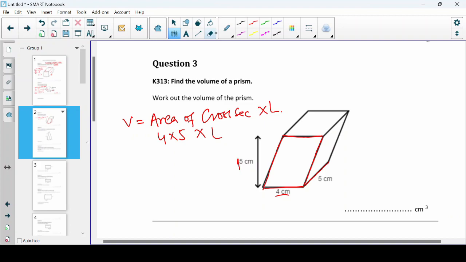Now we have to multiply this. 5 fours are 20, and 25s are 100 centimeter cube.